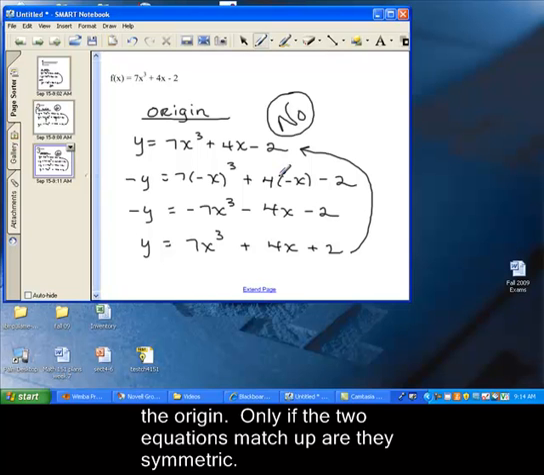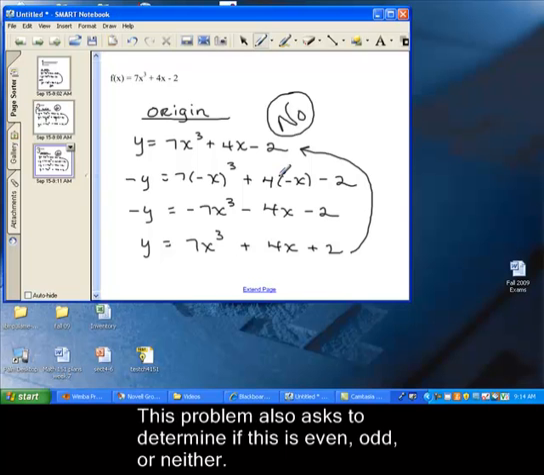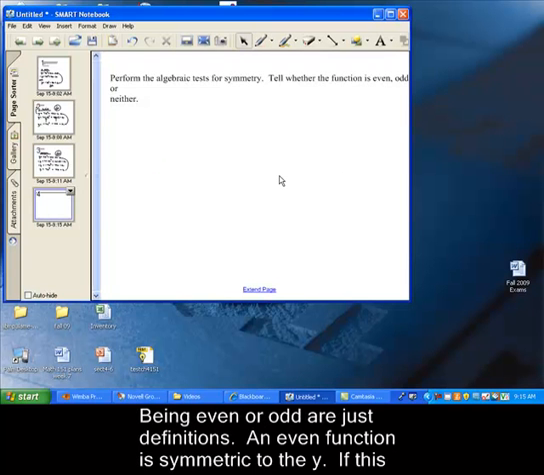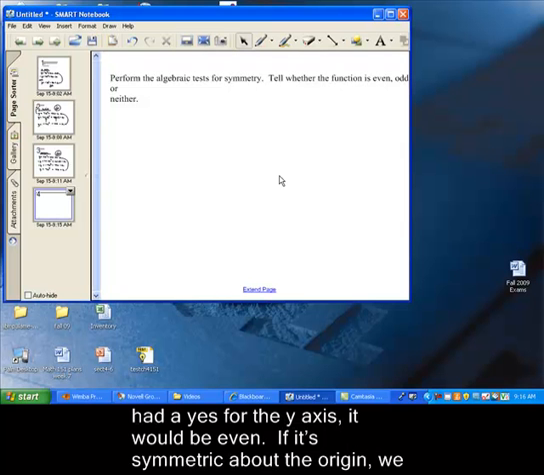This problem also asks us to determine whether this function was even, odd, or there is a third choice, which would be neither. So we'll go back and look at that part of the question. Being even or odd are just definitions. When we look at the definition on page 202 in the current textbook, it says that if we have an even function, the function is symmetric with respect to the y-axis.